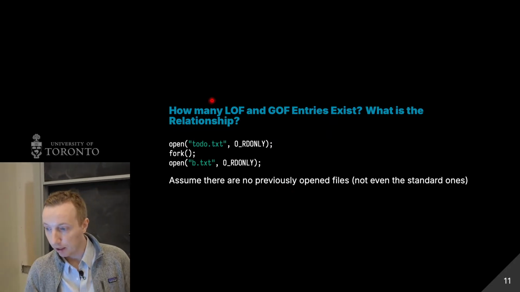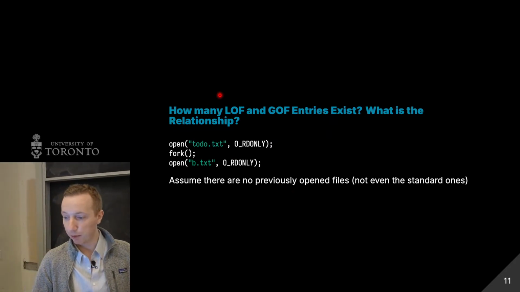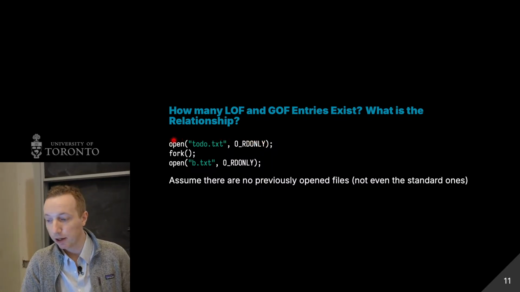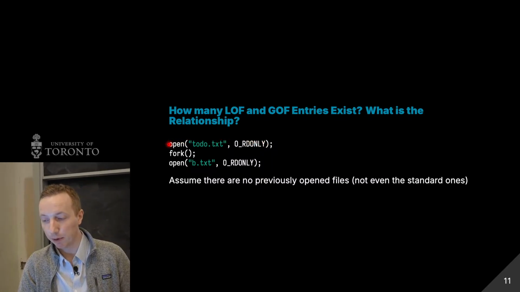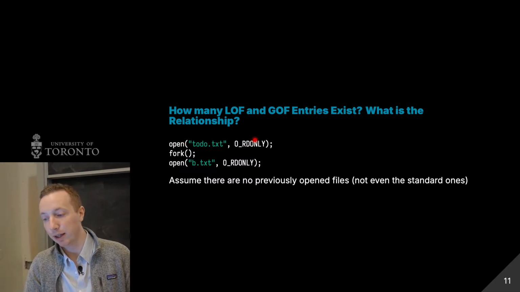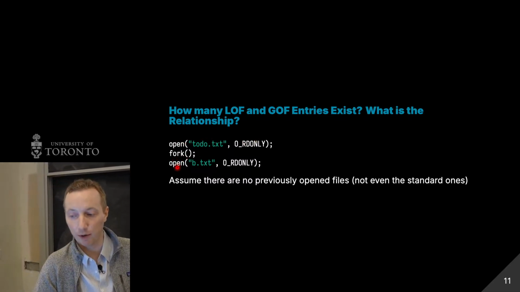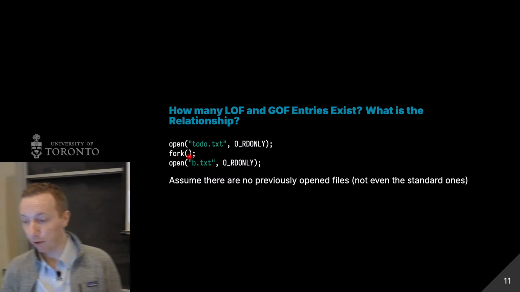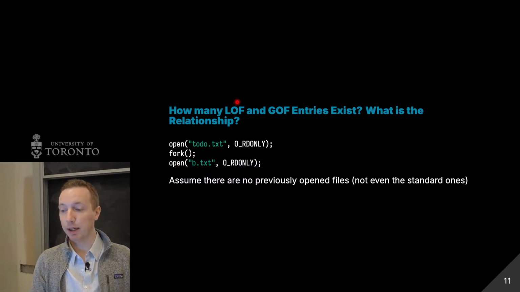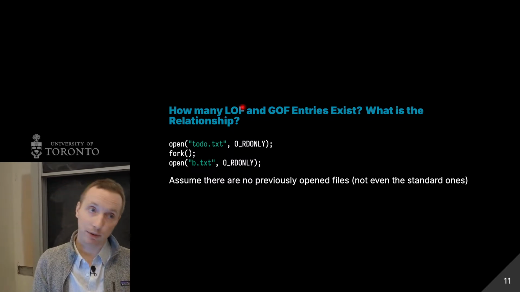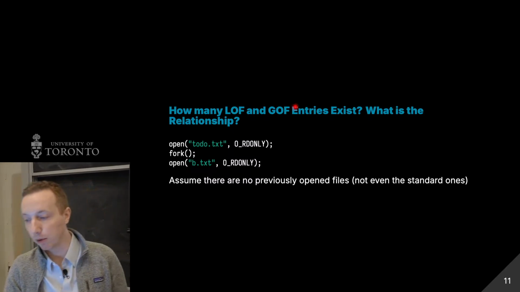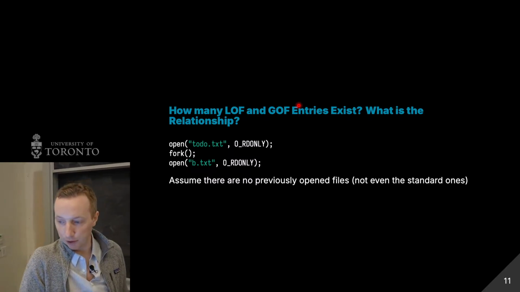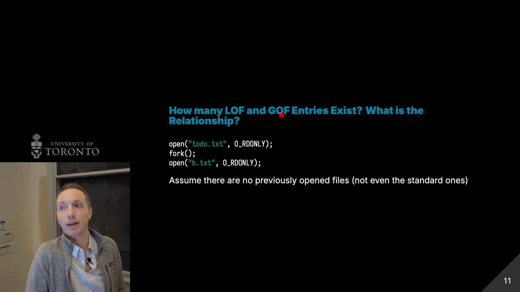So assume we have no previously open files, so no file descriptors are open. If we have the following program that just opens to-do.txt as read-only, forks, and then opens b.txt as read-only, well then, how many local open file table entries are there, and how many global open file table entries are there? And what is their relationship? So what is pointing to what?